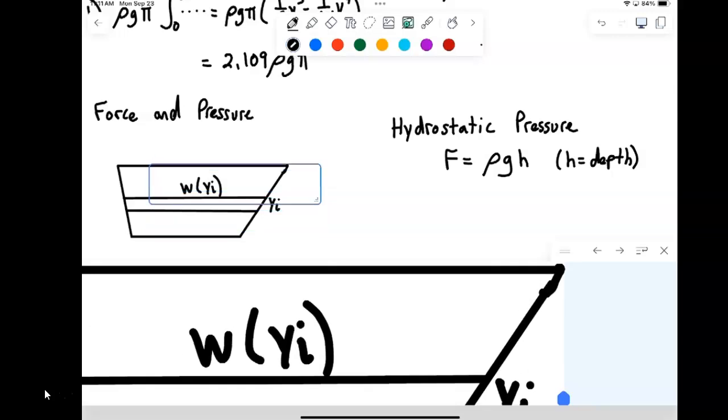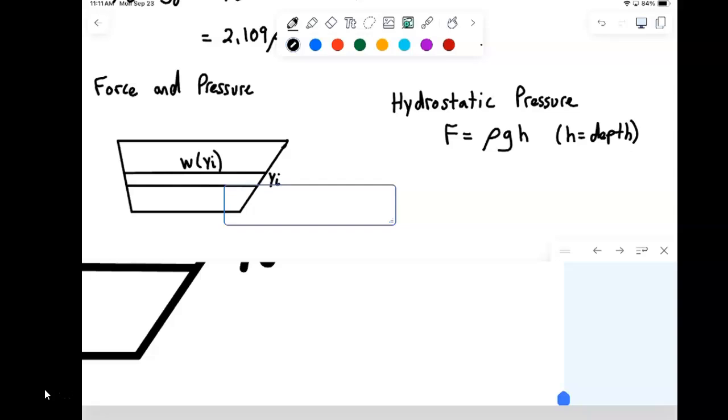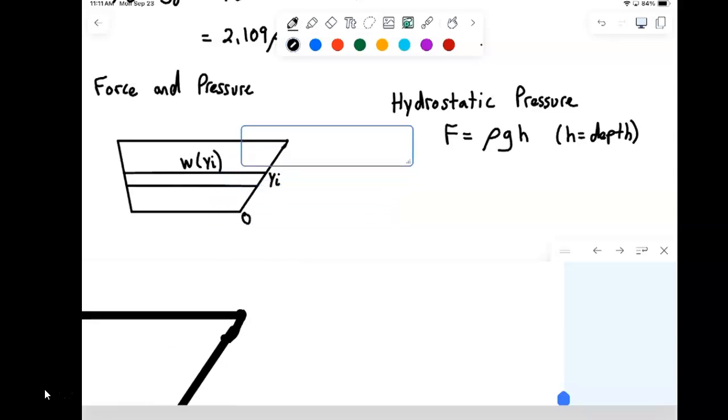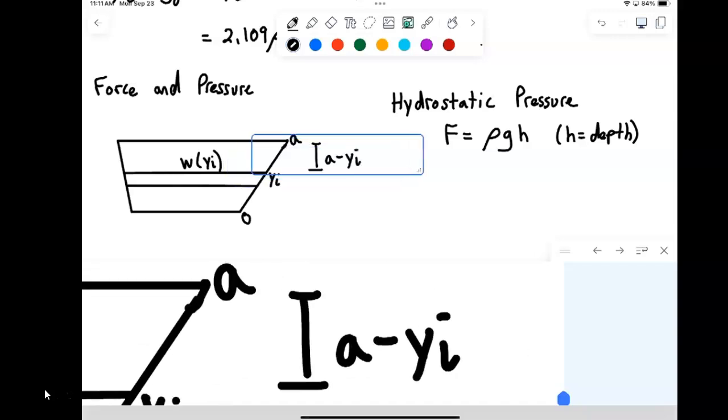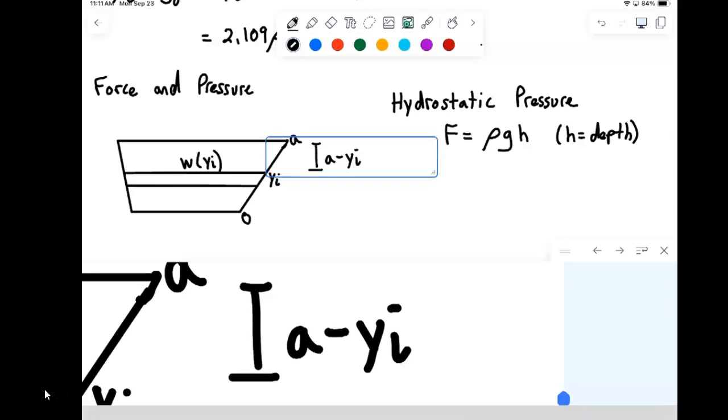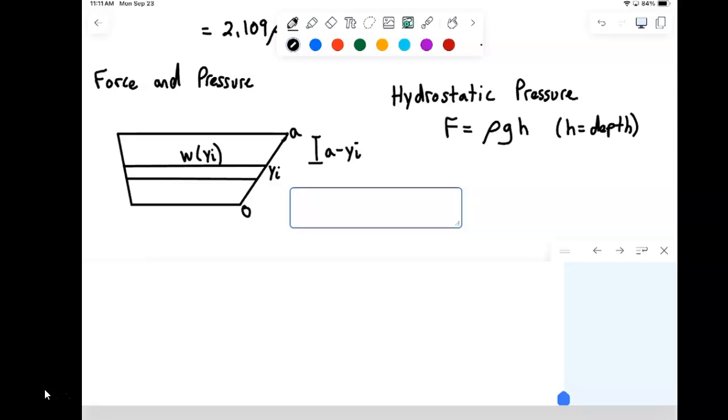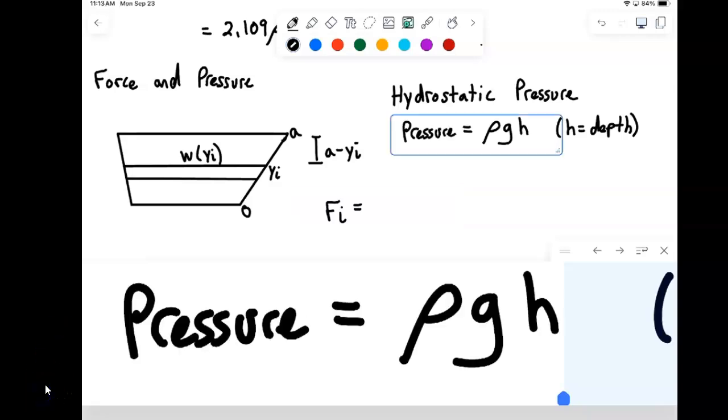Okay. And then we say, well, how much water do we have? Well, if we label the bottom of our dam as 0 and the top as A, then we'd have a height here of A, and we'd be at a depth of A minus y sub i. That would be our current depth. And so the force that's being exerted would be rho g. Hang on just one second. I made one little note.